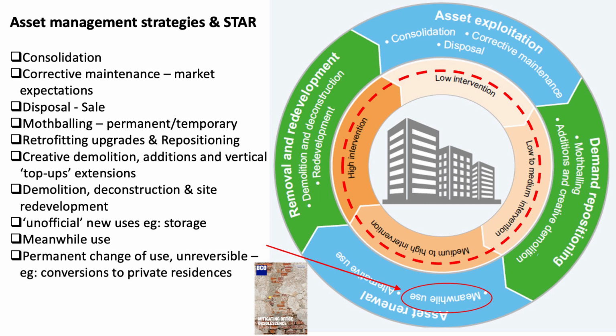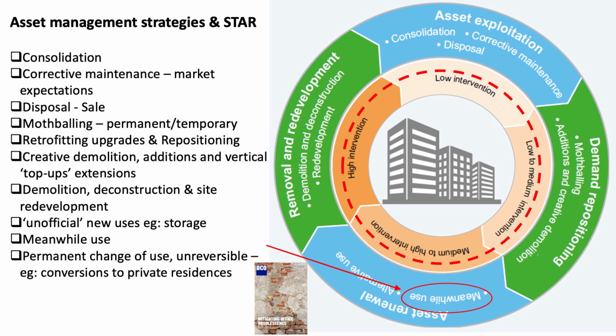So we have lots of different tools or strategies in the asset management toolkit in order to reactivate or to manage buildings. We have asset exploitation, consolidation, where we bring smaller spaces together and make one large space, or in the opposite direction, perhaps. We have demand repositioning, where space is taken out of the market and not advertised, or maybe we look at additions to a building to activate new components to reposition that asset. Creative demolition, demolish some of those parts of those buildings.